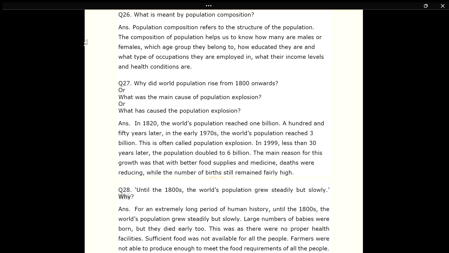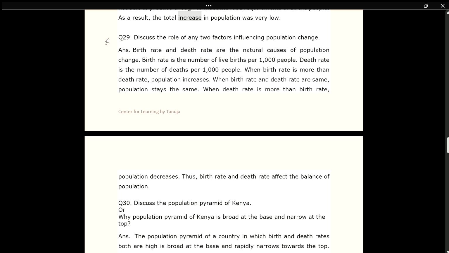Why? Ans. For an extremely long period of human history, until the 1800s, the world's population grew steadily but slowly. Large numbers of babies were born, but they died early too. This was as there were no proper health facilities. Sufficient food was not available for all the people. Farmers were not able to produce enough to meet the food requirements of all the people. As a result, the total increase in population was very low.